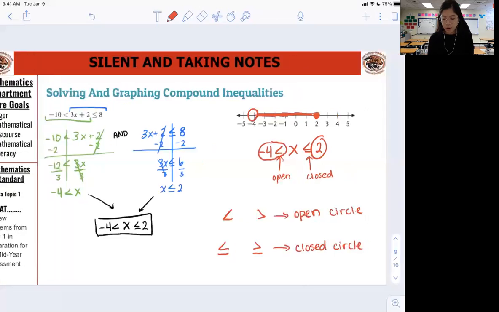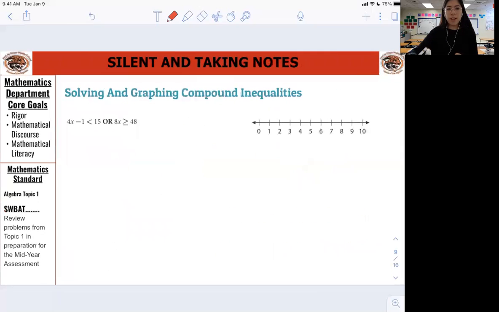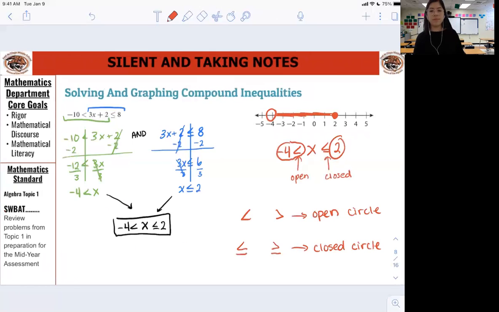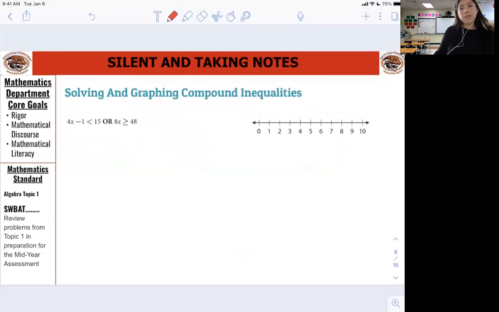Okay, we're going to do one more. This is an or now. So that was an and inequality. I need to take a picture of the open circle. Oh yeah, go ahead. Take a picture. Can I move on? Done. All right, cool. All right, so here's another one.